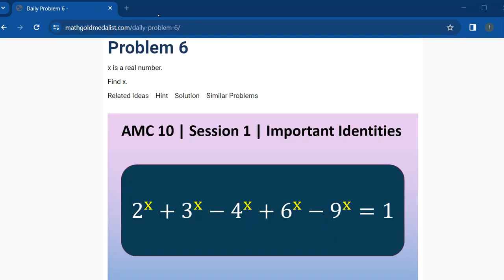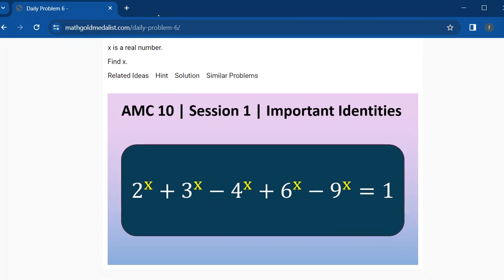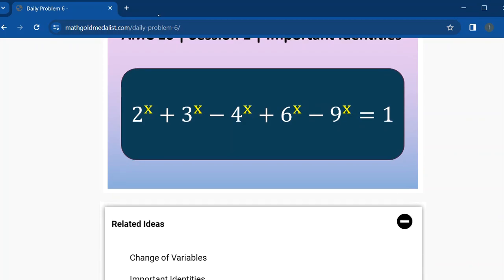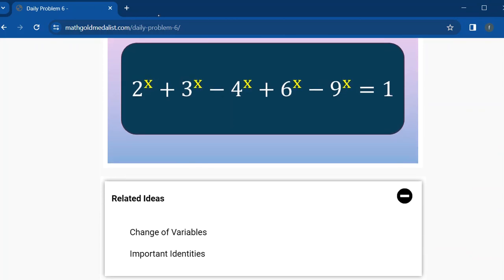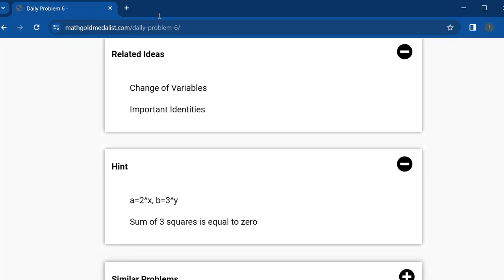Okay, problem 6, daily problem 6. We have this. It says x is a real number. Find x: 2 to the x plus 3 to the x minus 4 to the x plus 6 to the x minus 9 to the x is 1. Related ideas: change of variables, important identities. And the hint is what? Consider a is 2 to the x, b is 3 to the x, sum of 3 squares is equal to 0.